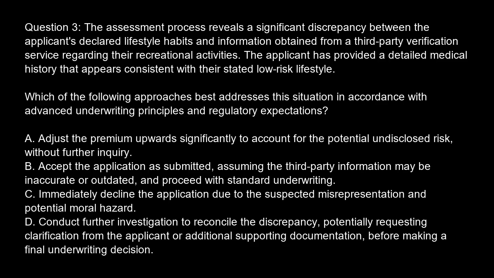Option A. Adjust the premium upwards significantly to account for the potential undisclosed risk without further inquiry. Option B. Accept the application as submitted, assuming the third-party information may be inaccurate or outdated, and proceed with standard underwriting. Option C. Immediately decline the application due to the suspected misrepresentation and potential moral hazard. Option D. Conduct further investigation to reconcile the discrepancy, potentially requesting clarification from the applicant or additional supporting documentation before making a final underwriting decision.